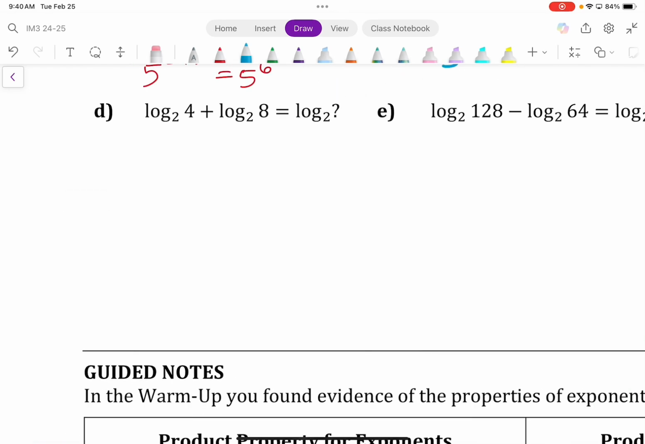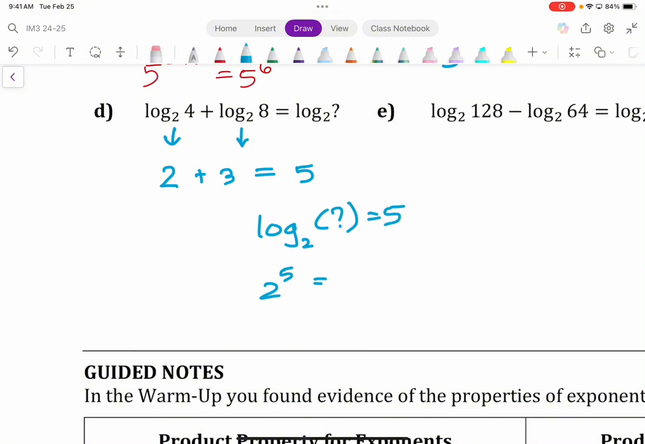Okay. All right. For the next ones, let's actually solve these out. Log base 2 of 4 plus log base 2 of 8 equals log base 2 of blank. Well, log base 2 of 4, 2 to the what power gives you 4? 2 squared gives you 4. 2 cubed gives you 8. So 2 plus 3 is 5. That means we want to figure out, okay, log base 2 of what to the 5th power? In other words, 2 to the 5th is equal to what?